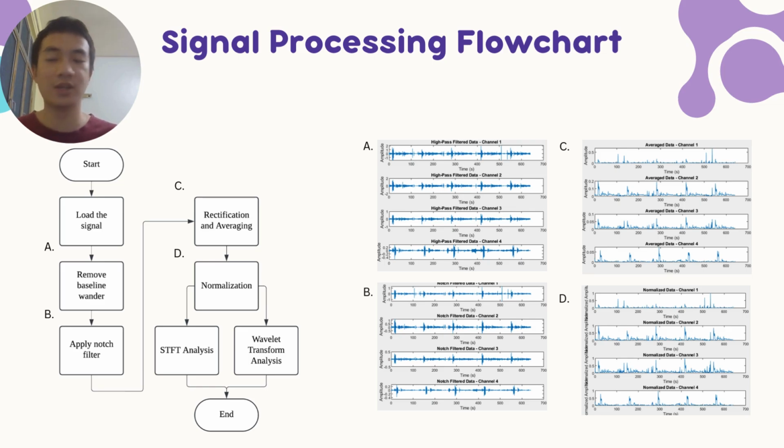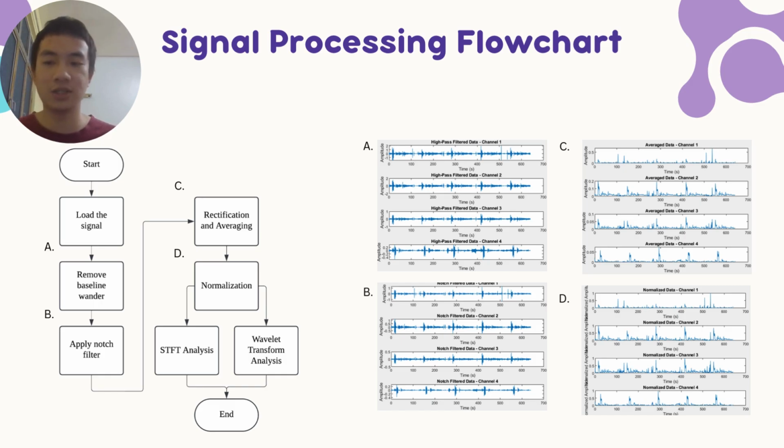Next comes rectification and averaging. The rectification converts the EMG signals to their absolute values, making all negative values positive. And then the averaging is used to smooth the signal by reducing the short-term fluctuations, which helps in better identifying muscle activation patterns. Then it comes to normalization. Normalization scales the signals to a fixed range like between 0 and 1. This step ensures the amplitude variations are consistent across different signals, making it easier to compare the results.